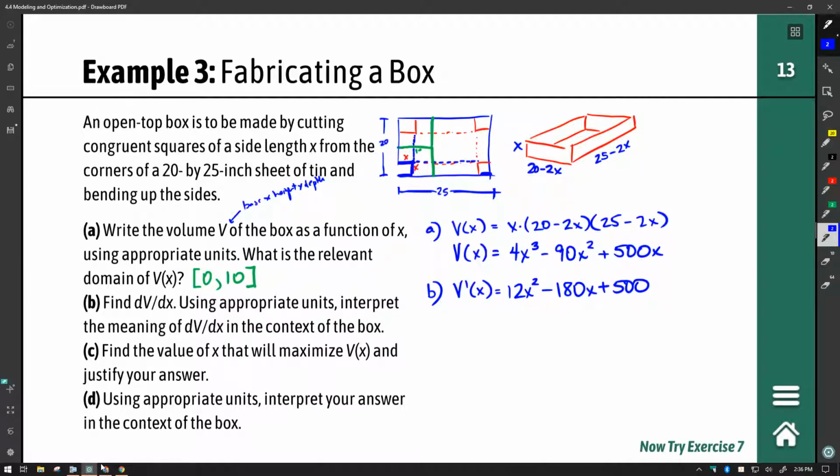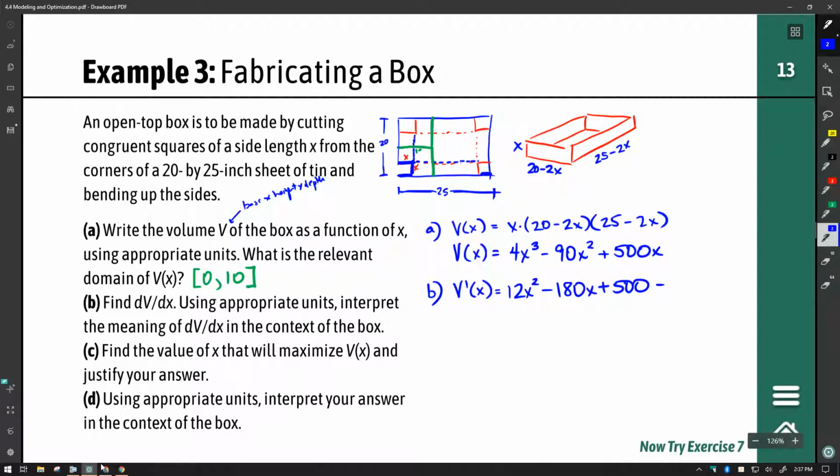Well, it's the change in volume of the box dependent upon a change in the cut of x. So it's change in volume per change in cut of x. So let's move to C. Find the value of x that will maximize V of x and justify your answer.